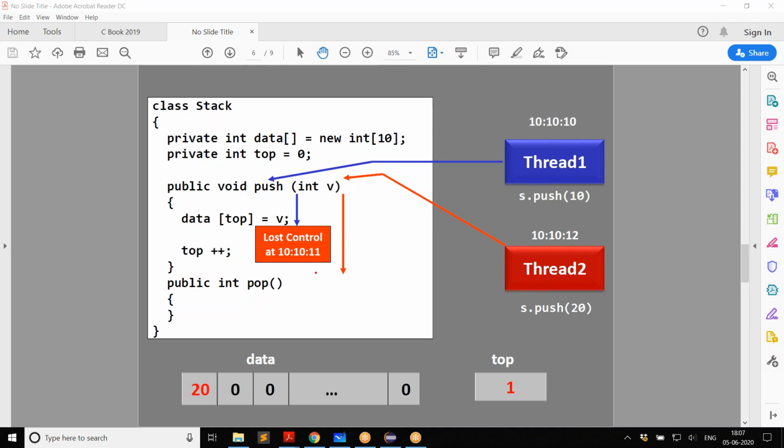Now thread 2 continues, we assume so. If thread 2 also is losing control, it's a different story. But you never know, this can happen.